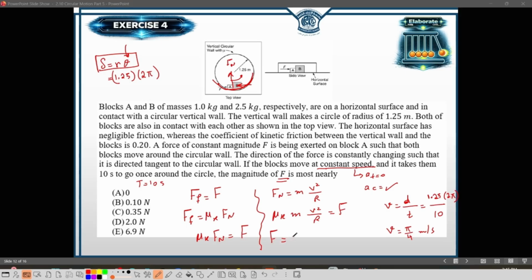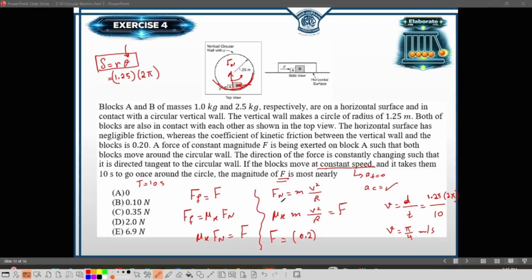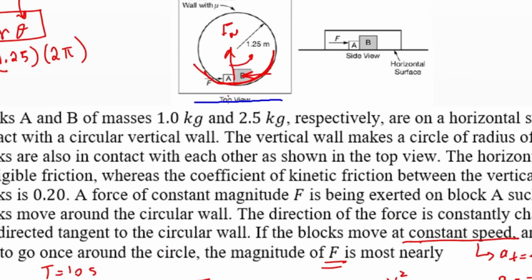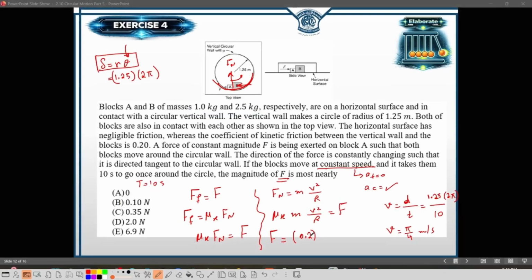So F is equal to mu k, which is given by 0.2. The mass is given by the two masses that are forming the system, 1 and 2.5, which means 3.5. The speed is pi over 4, but remember that the speed should be squared over the radius, and the radius here is given by 1.25. Plug this in the calculator, and the final answer would be 0.35 Newton. So this is the correct answer.